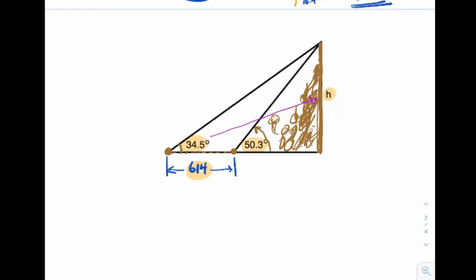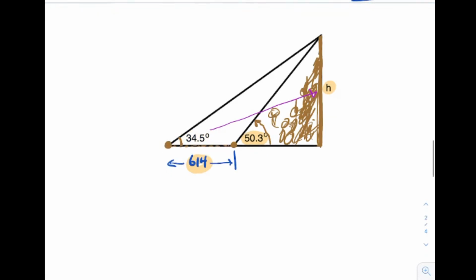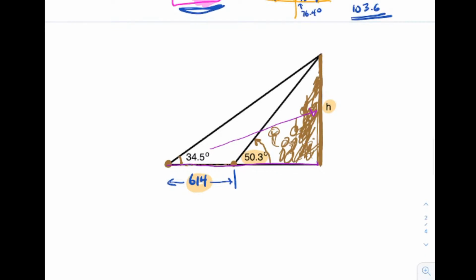You don't want to be crossing on two different triangles. So if I cross from the sine 34 to the H, then this is the triangle I'm playing with, right? So what I'd have to do is I'd have to know this. Wait a minute. I don't know what this is. Okay, that's not working so well.